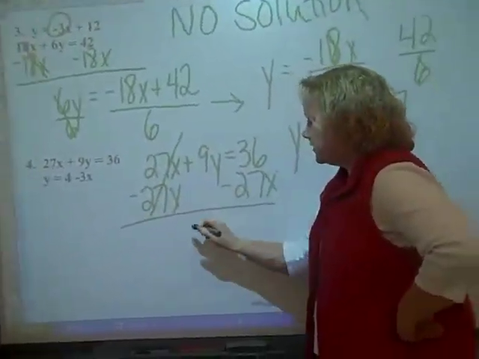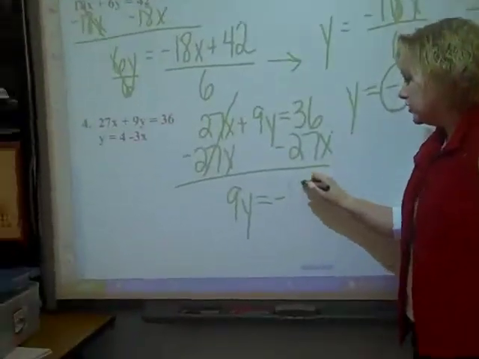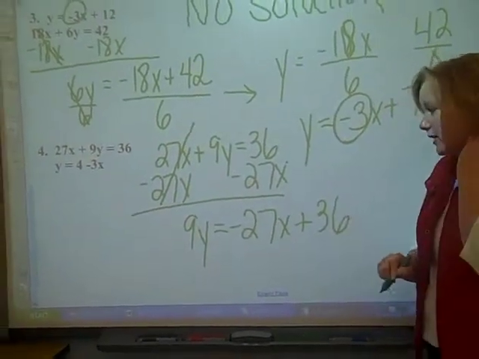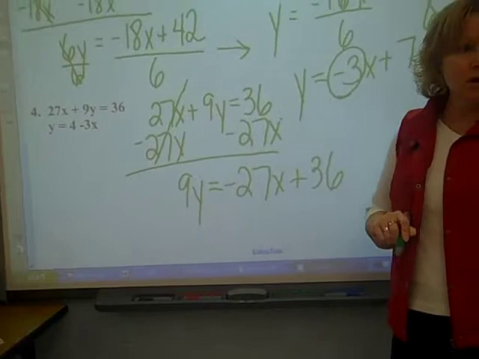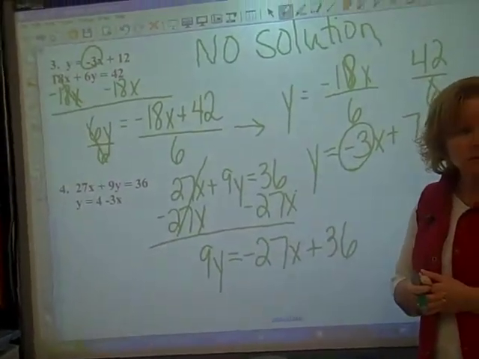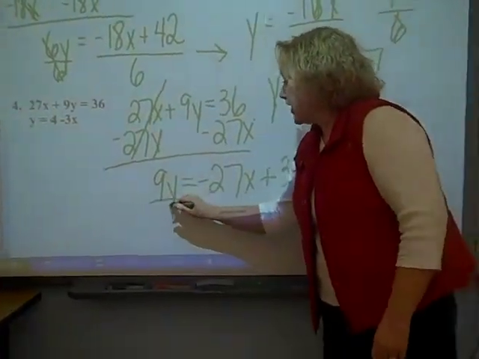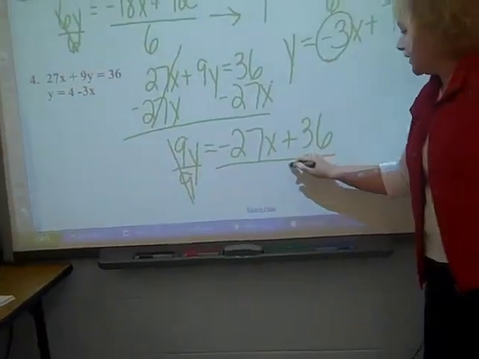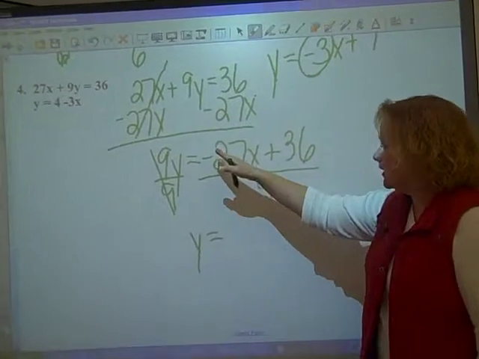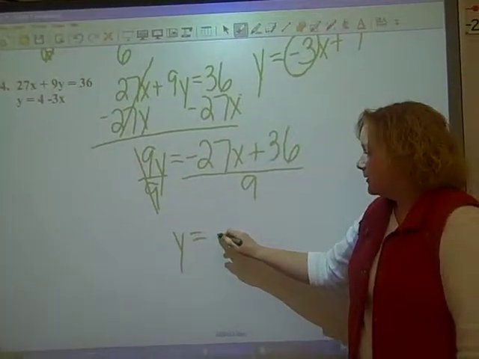This cancels. I have 9y equals, remember we're going to put that x term first, and then add that 36 on. They're not like terms. I can't put them together. What's my next step, Maddie? Josh, tell me. Okay, so divide by 9. Divide by 9. So remember again, I get y is equal to, that means the negative 27x is divided by 9, which gives me what?